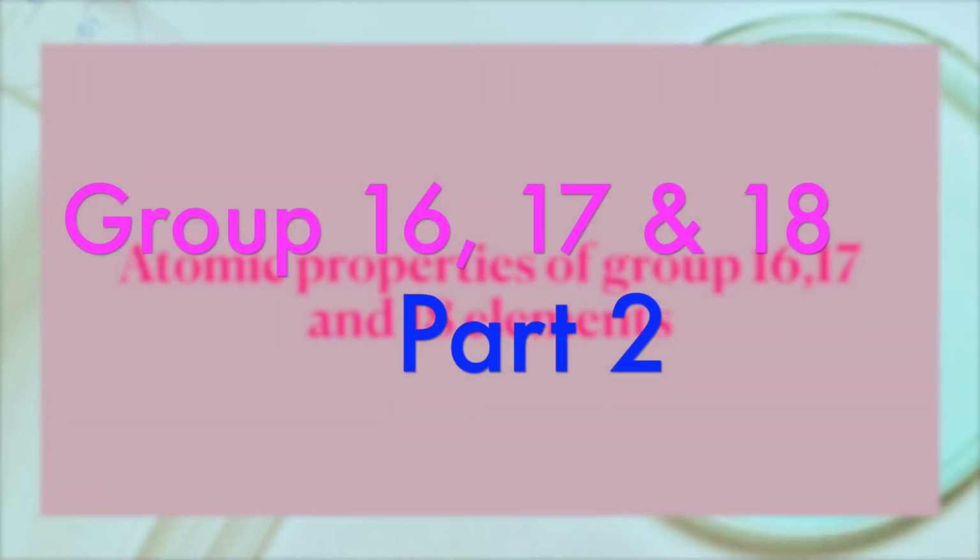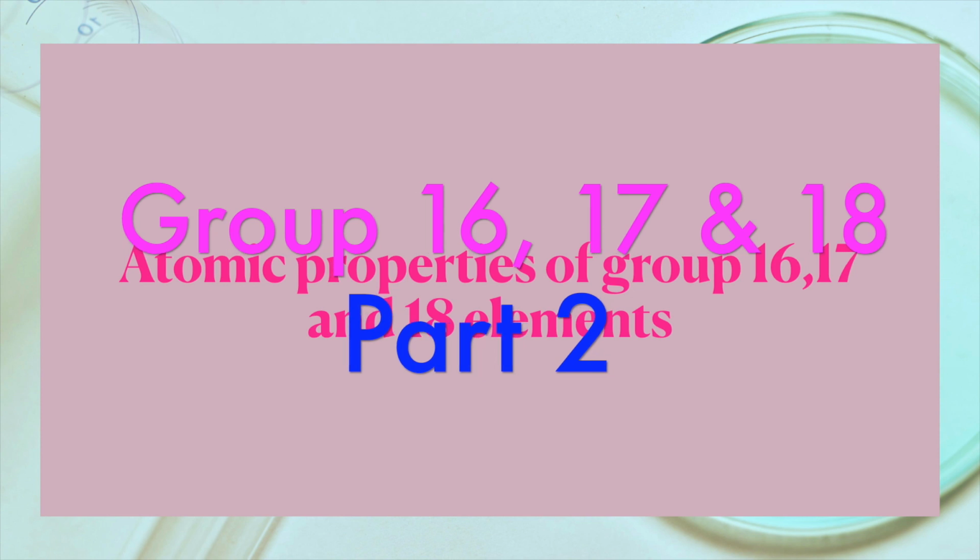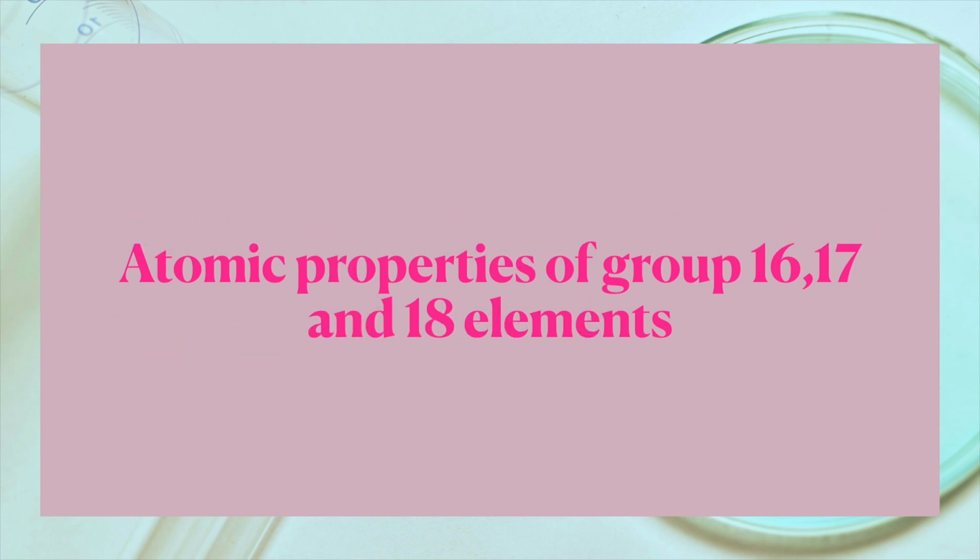Hello students, in the last video we learnt about the elements present in groups 16, 17 and 18, how they occur in nature and what their electronic configuration is. Now in this video we shall consider the atomic properties and physical properties of the elements present in groups 16, 17 and 18.